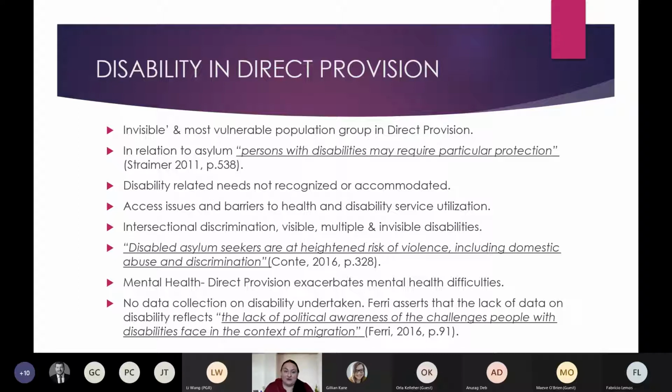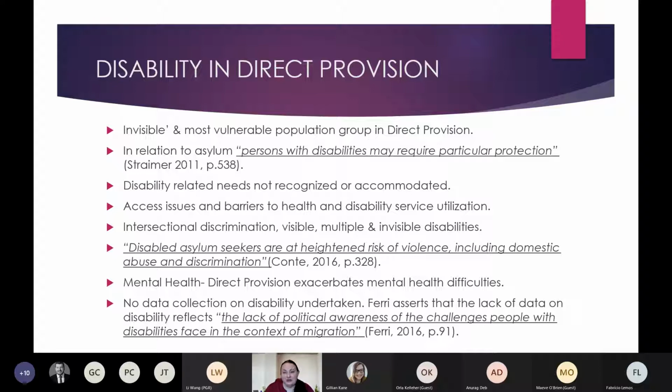In relation to asylum seekers, Stramer says that persons with disabilities may require particular protection. And disability-related needs are not recognised or accommodated within the system. It's an area that is going to require a huge amount of activity as changes are brought in and the vulnerability assessment tool hopefully is developed. There are many access issues, including the direct provision centres themselves being very old buildings, often convents, old hotels, holiday camps that are not accessible to disabled people's needs, and also the remote nature of many of them causes barriers to health and service utilisation for disability services.